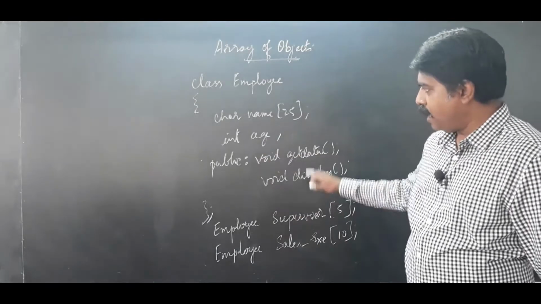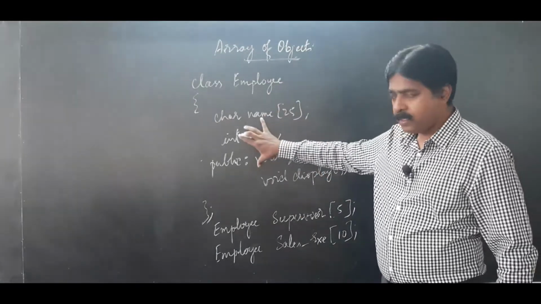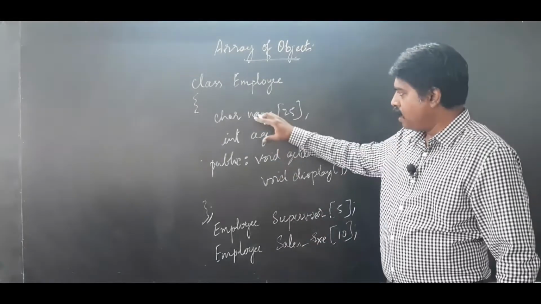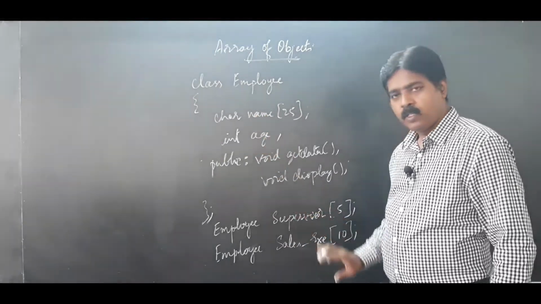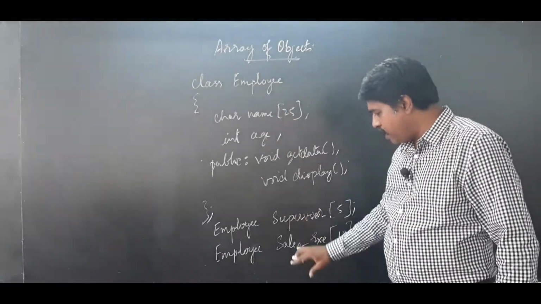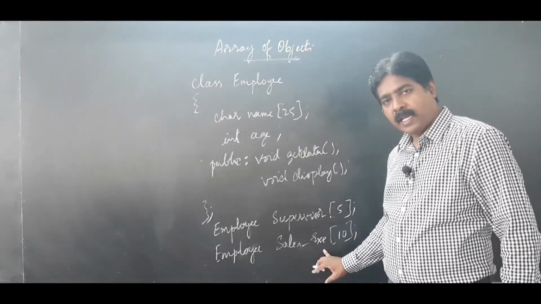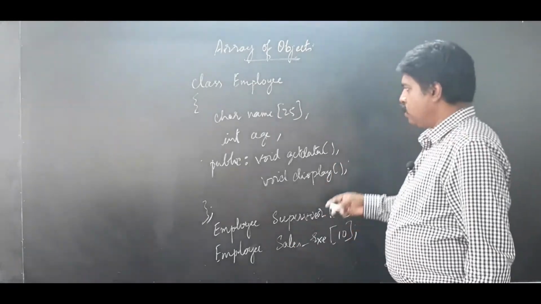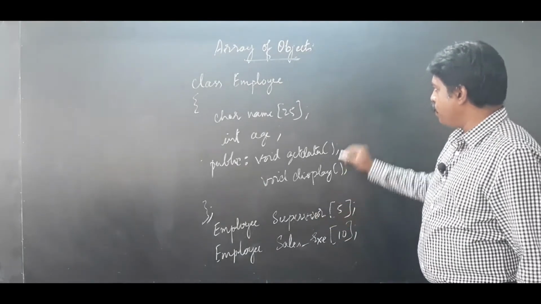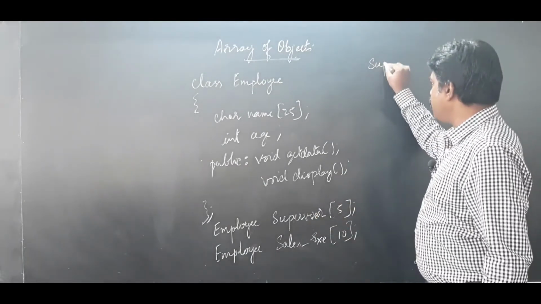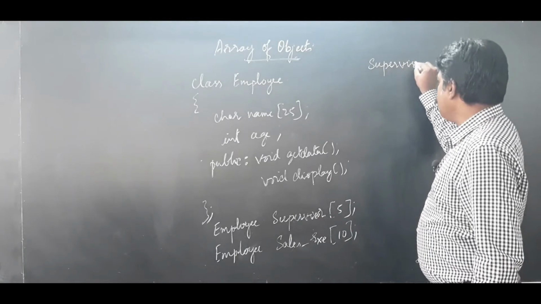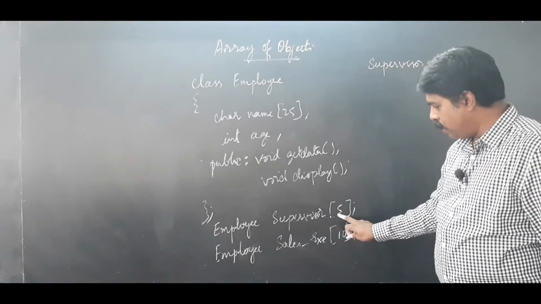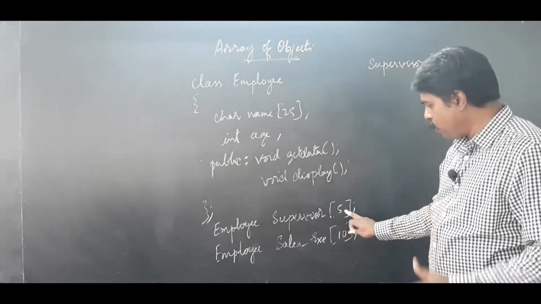When we look at this example, this is a template common to both supervisor as well as sales executive. Name, age comes for supervisor, as well as name, age has been used by sales_executive. So when we want to access or store the name for supervisor, this is how we are going to take supervisor. The indexing value will be from 0 to 4. The size is 5. Indexing starts from 0 to 4.